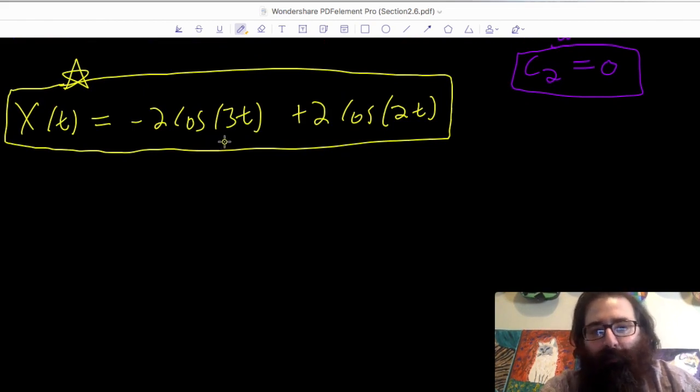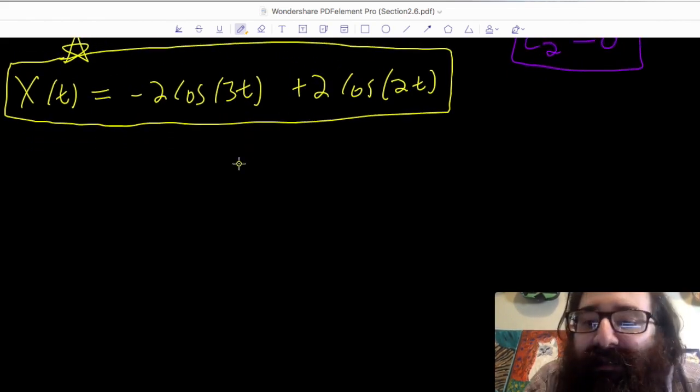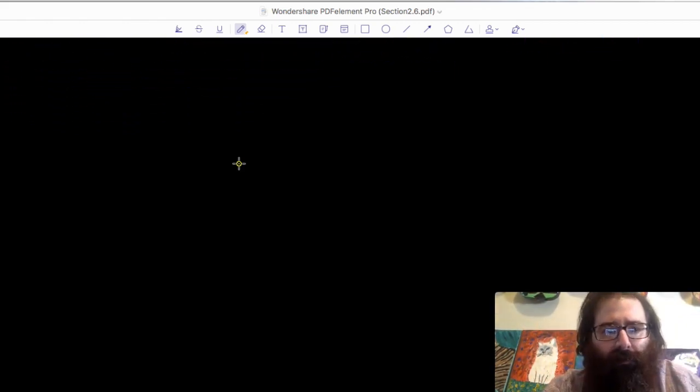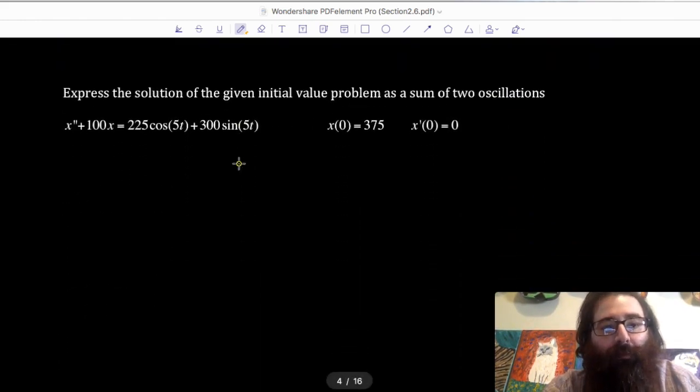And I can just comment briefly that if these were the same frequency, if it wasn't cosine 3t and cosine 2t, if they were both, for example, cosine 3t, that could lead to that so-called resonance disaster, which is something that we'll take a look at in the behind-the-scenes video. So stay tuned for that. Definitely want to talk about that. But let's take a look at another example.